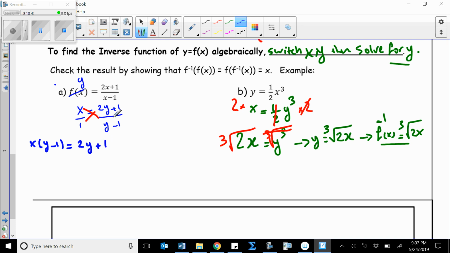So we got rid of this fraction, but now we have two y's, one on this side, the other one on the other side. And this y is stuck here in parentheses. So we need to make this y free of this parentheses.